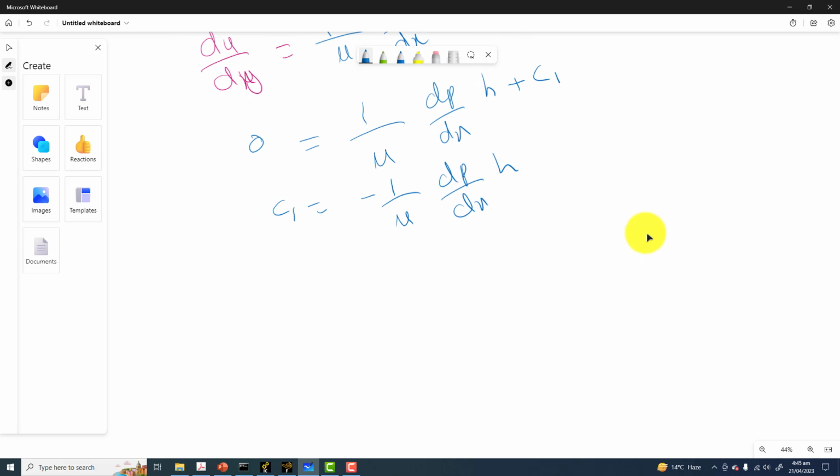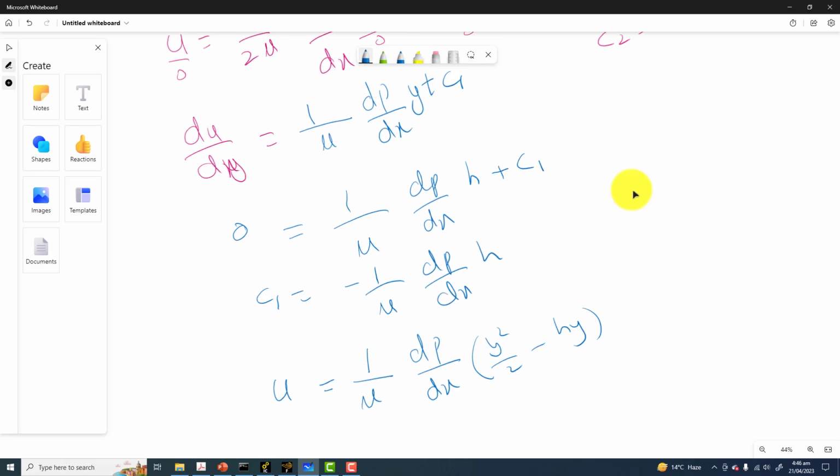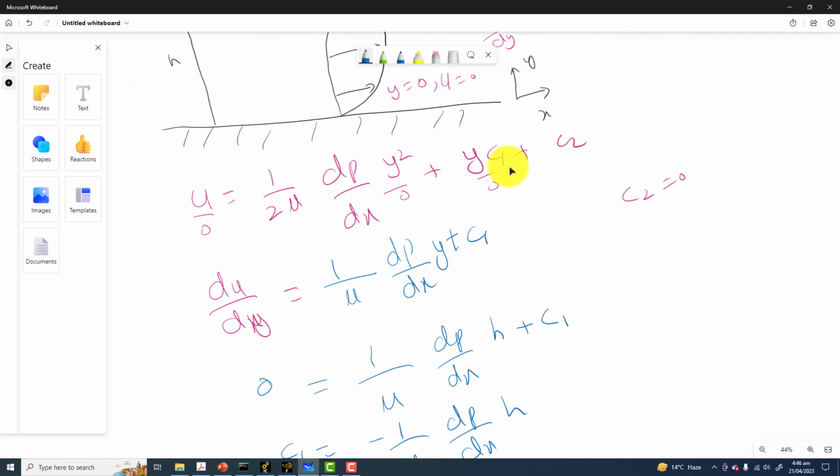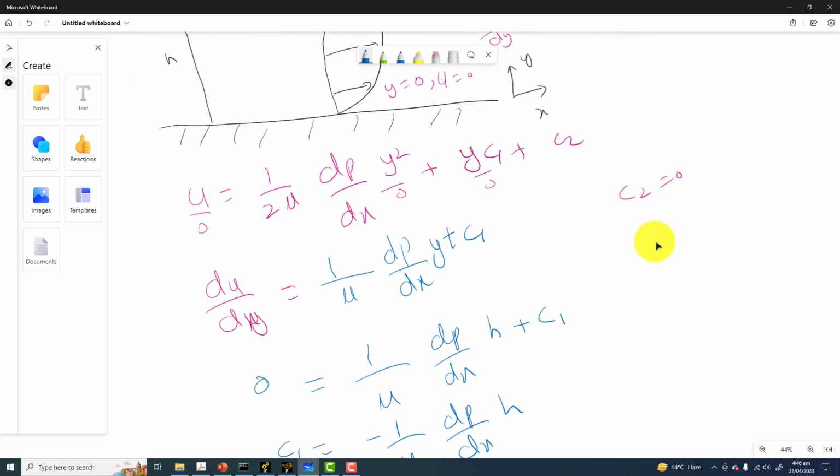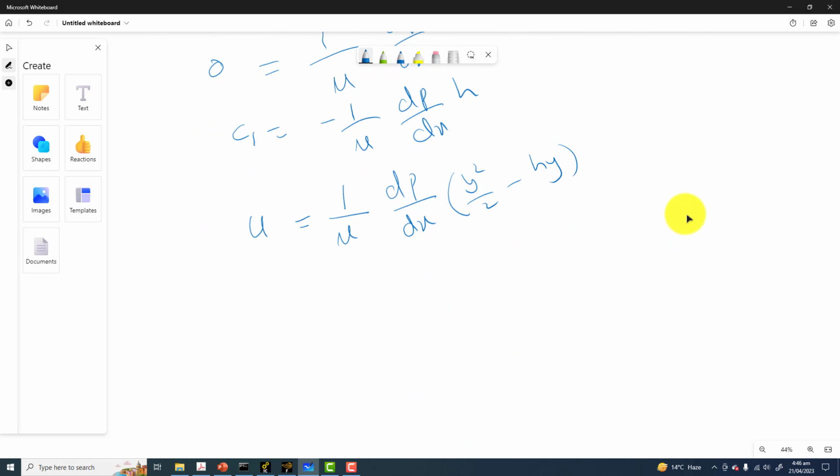Okay, so now we can write down u. Because c2 is equal to 0, I can write down u as 1 upon mu and dp by dx and y square upon 2 minus hy. So you can simplify this equation in this way. Just put the value of c1 in u, and c2 is 0. So you can find this equation.